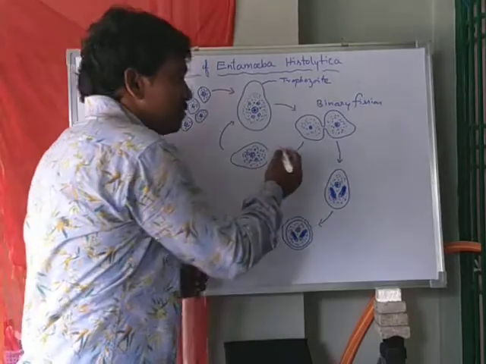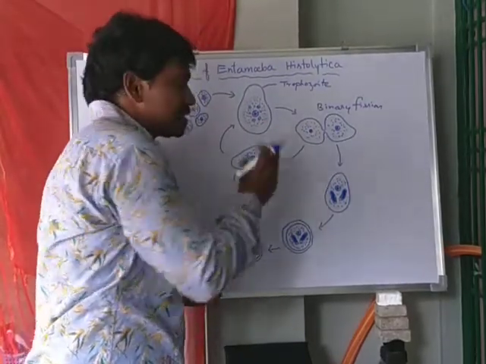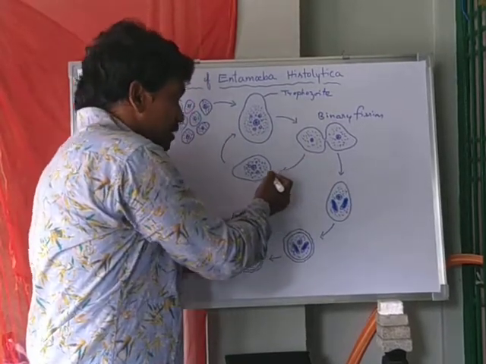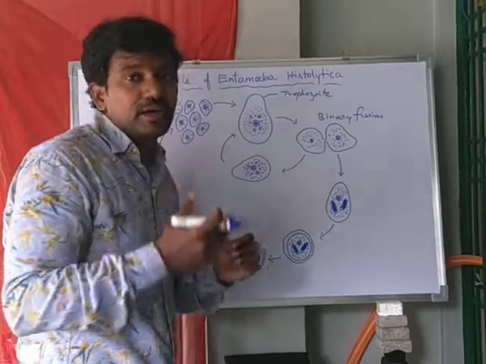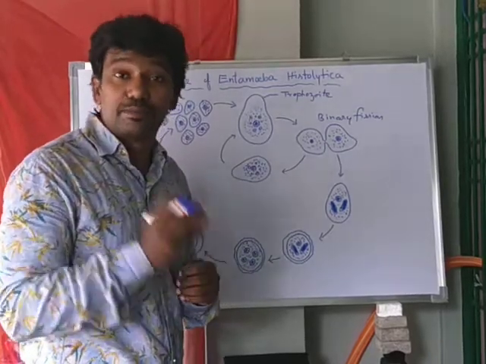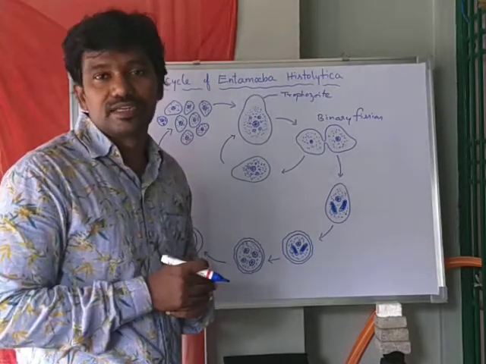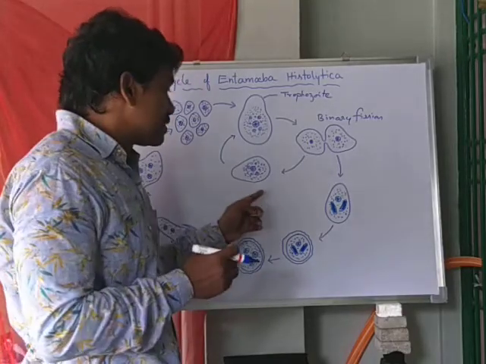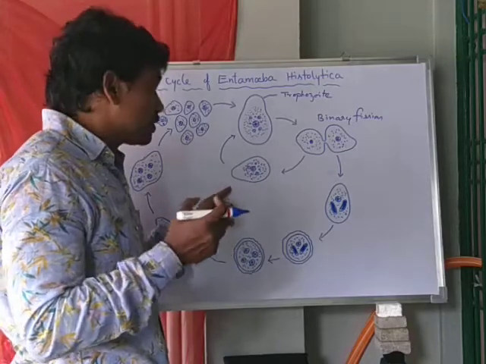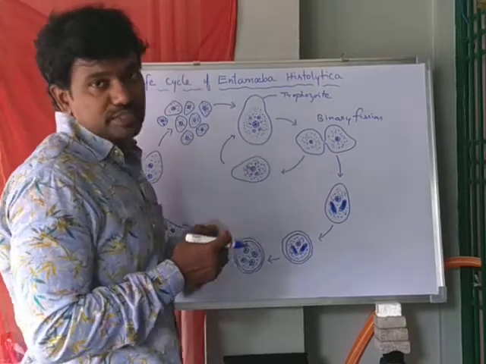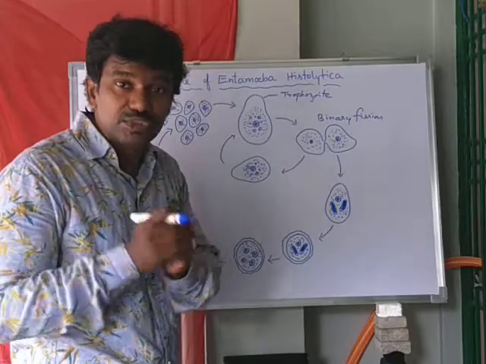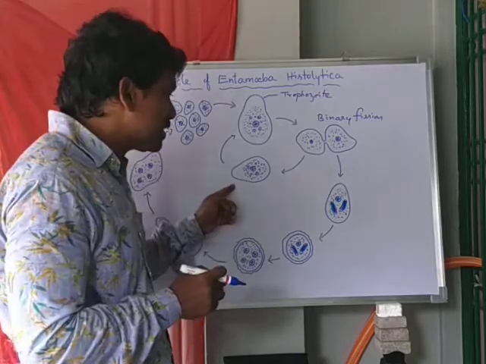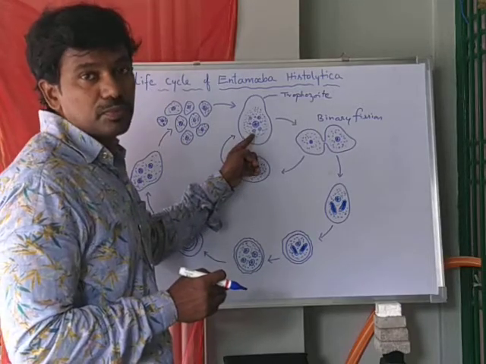When the number increases, some of the daughter individuals may feed upon the blood vessels, blood cells and tissue elements, and gradually grow into trophozoites.